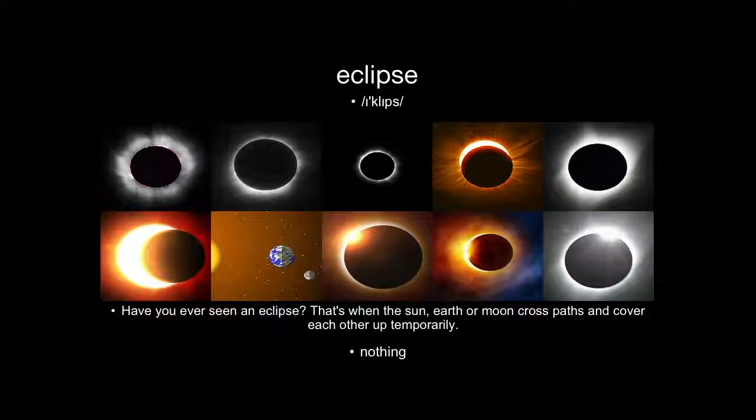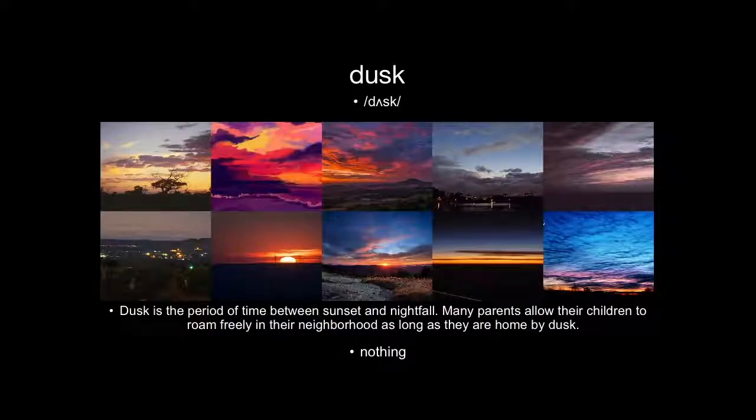Eclipse. Have you ever seen an eclipse? That's when the sun, earth, or moon cross paths and cover each other up temporarily. Dusk is the period of time between sunset and nightfall. Many parents allow their children to roam freely in their neighborhood as long as they are home by dusk.